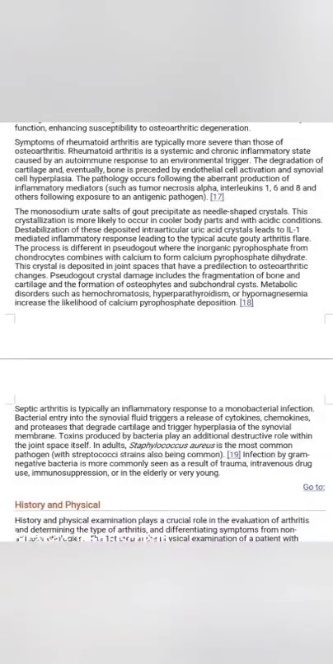Now, metabolic disorders such as hemochromatosis, hyperparathyroidism and hypomagnesemia increase the likelihood of calcium pyrophosphate deposition. So whenever you get someone with a gout, you have to look at these hormones, the parathyroid hormone. Then you have to check for magnesium in blood, to rule out the risk of calcium pyrophosphate deposition in the joint.